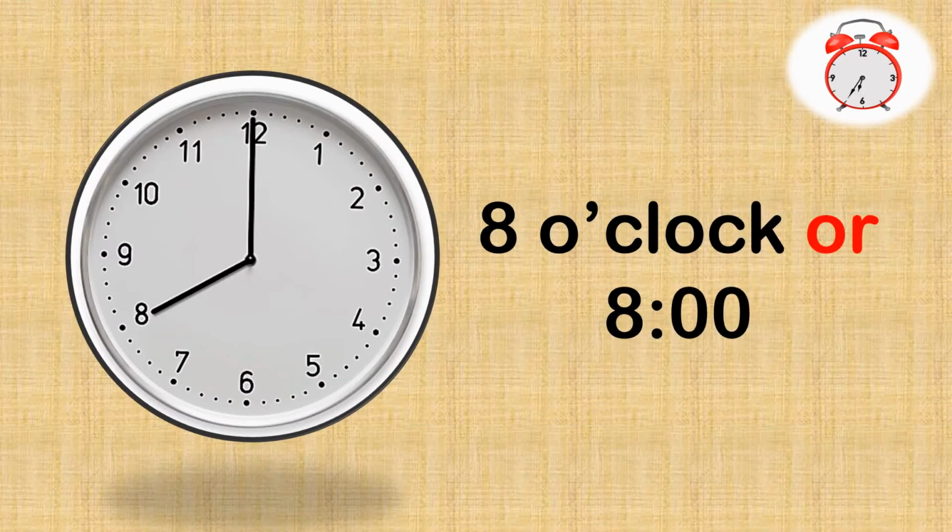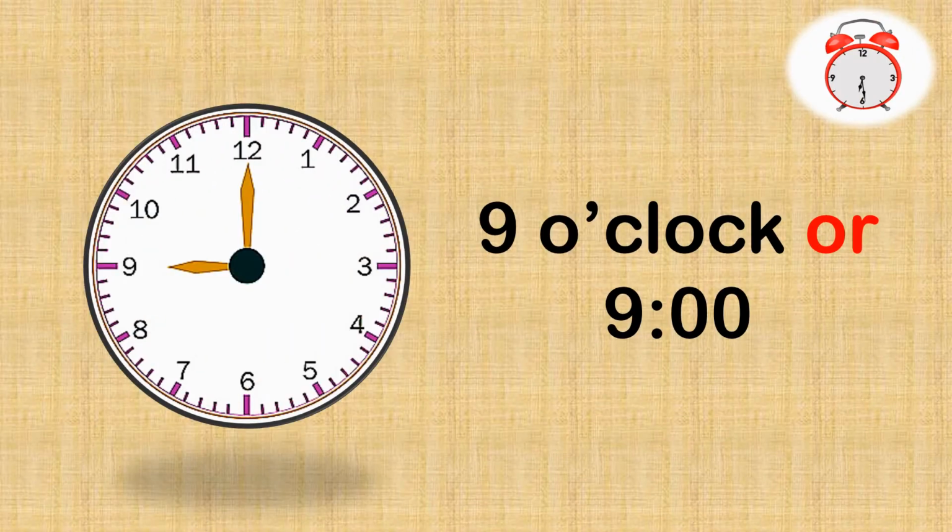Children, now let us understand what time it is on this clock. You can see here the hour hand is on 8 and the minute hand is on 12. This means the time is 8 o'clock and we read it as 8 o'clock. We write it as 8 colon 0 0 or as 8 o'clock.